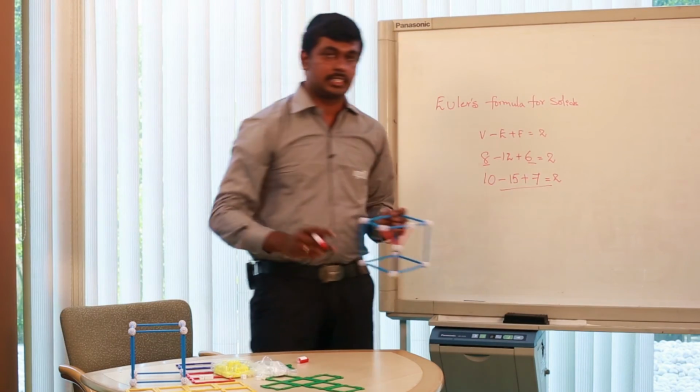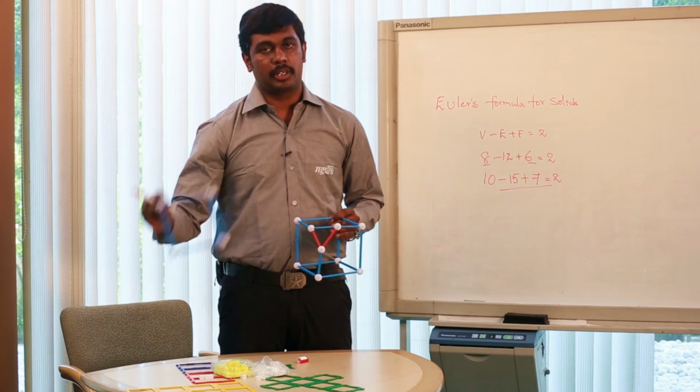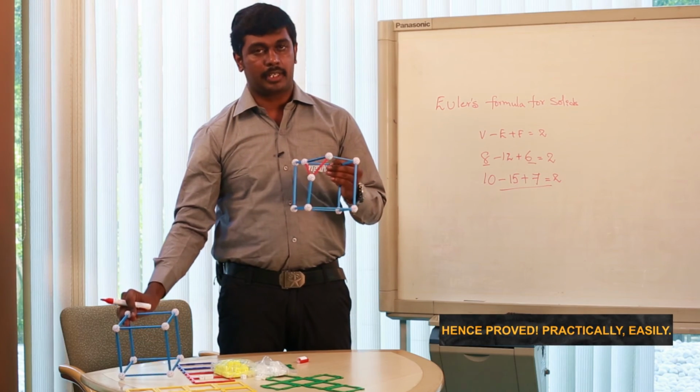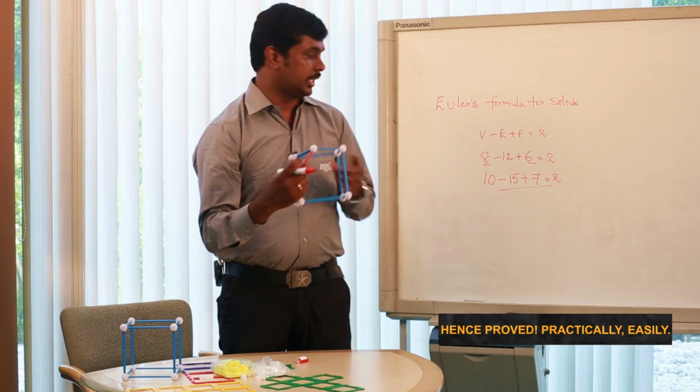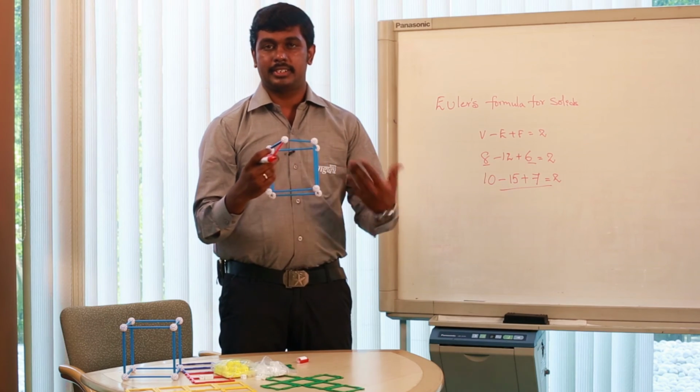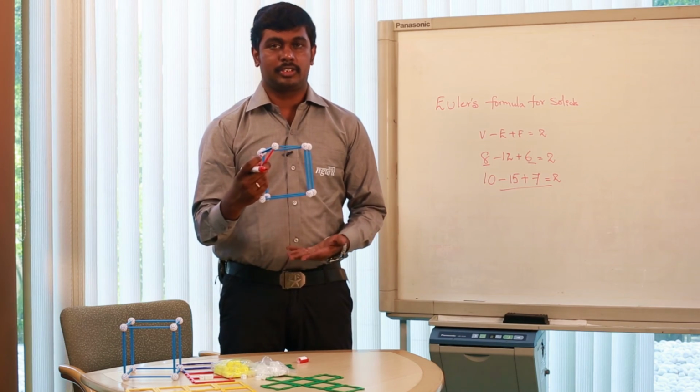So for each and every solid, whatever might be the solid, so for cube also Euler's formula is true. If I have cut the cube, also I have seen that Euler's formula is true. So I can just verify it with the tetrahedron and also the truncated tetrahedron.